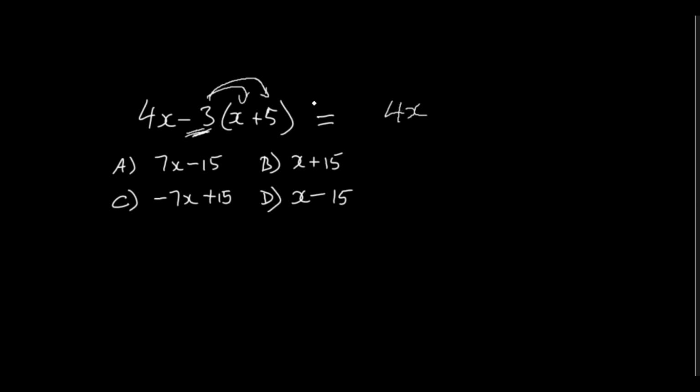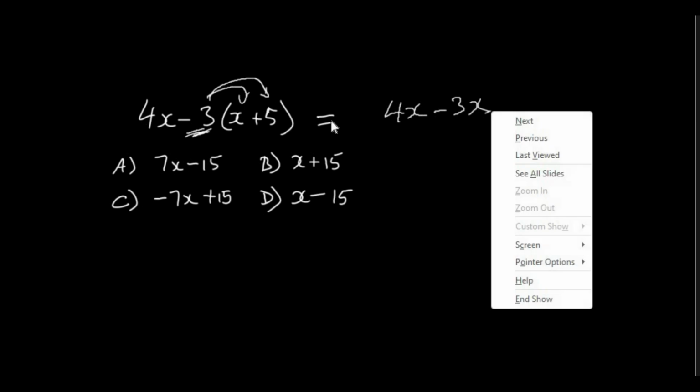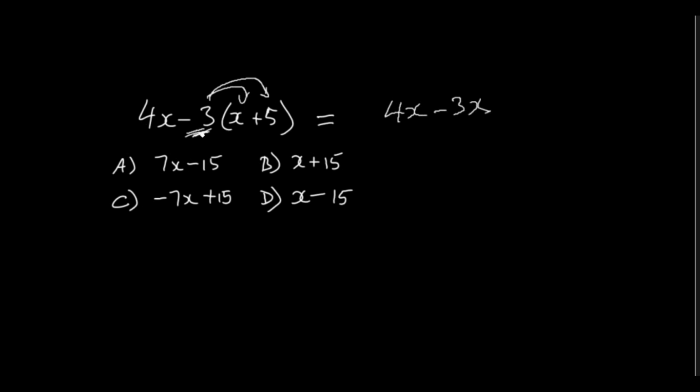So what's negative 3 times x? That's negative 3x. And what's negative 3 times 5? That's going to be negative 15. And 4x minus 3x, that's x minus 15. So our answer is D.